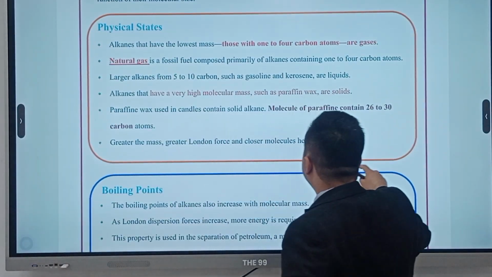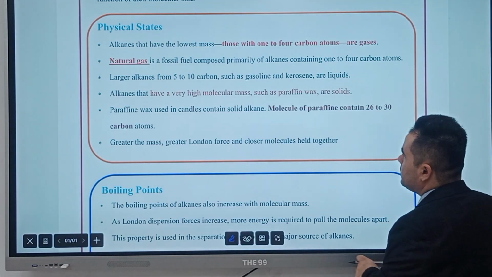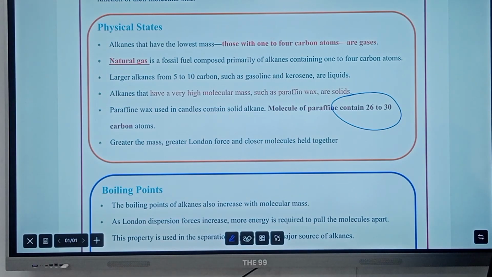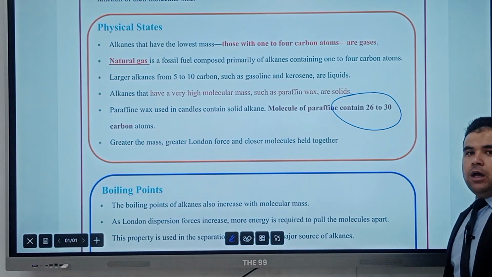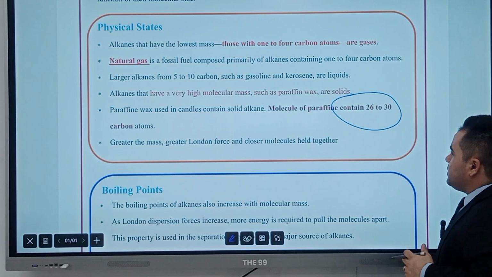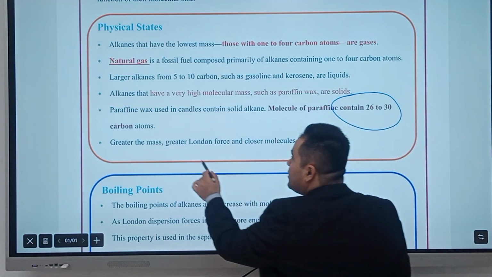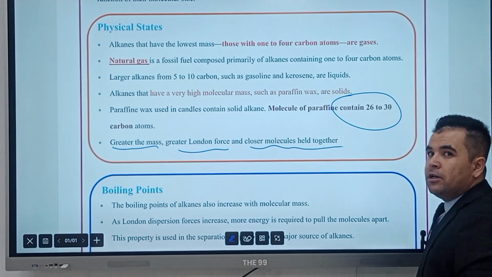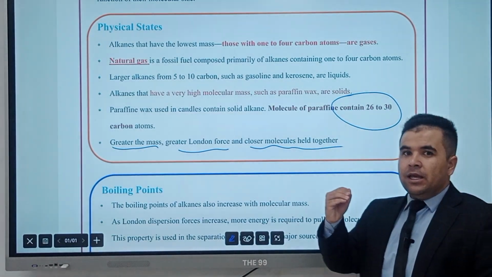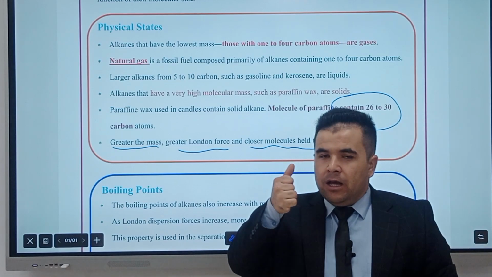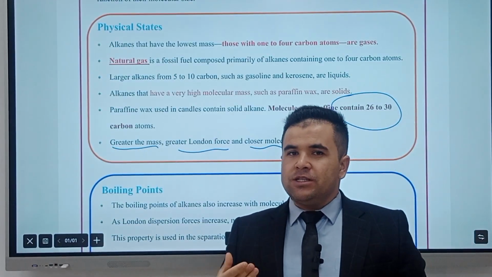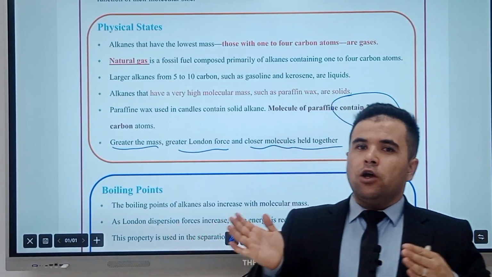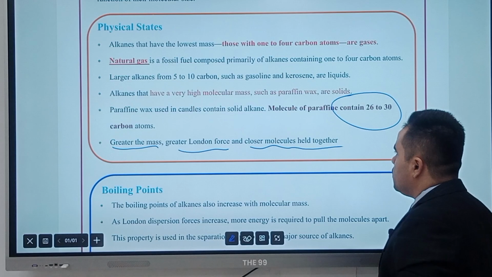So the paraffin wax used in candles, guys, is a solid which has a molecular mass between C20 till C30. Greater the mass, greater London force and closer molecules held together. As I told you, as the molecular mass increases, that increases the London dispersion force. As London dispersion force increases, the molecule goes from gaseous to liquid and then to solid.